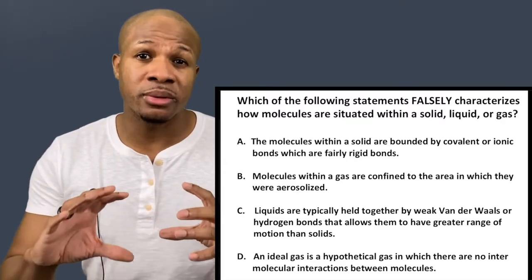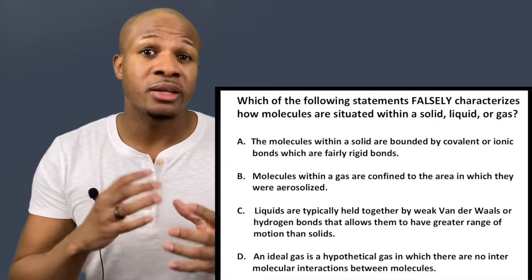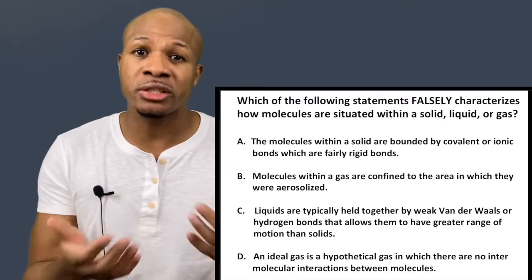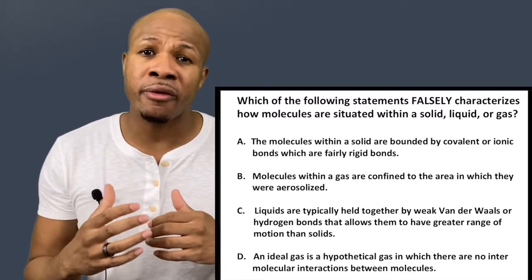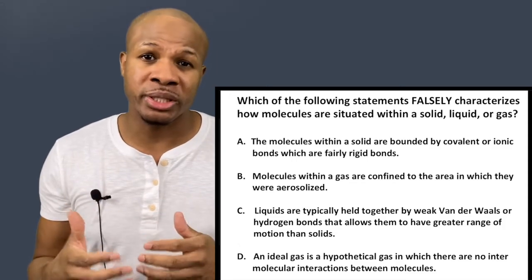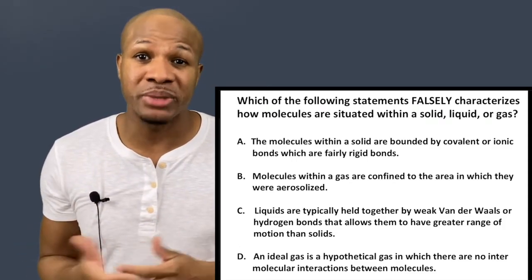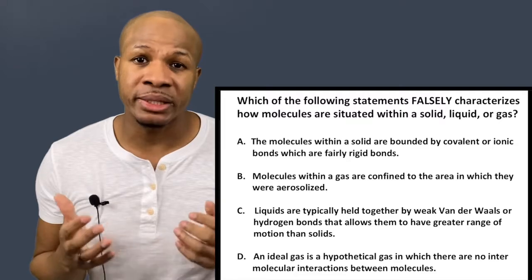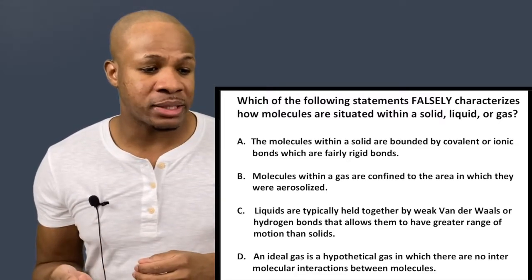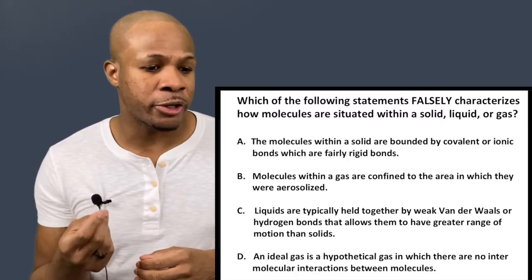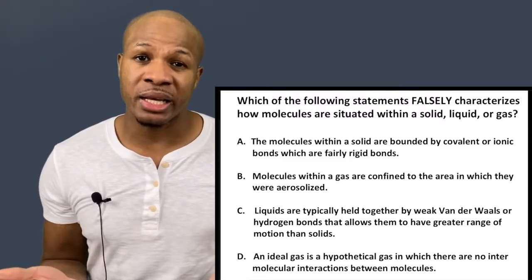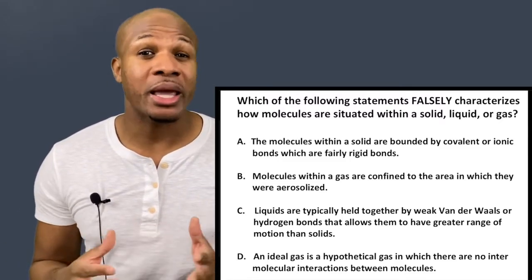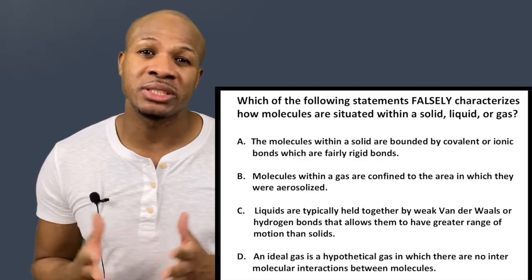But the difference is that the molecules are still held together by weak bonds. They still attract each other, which is why they don't become a gas, but they have more freedom to move around than they do in a solid state. That's definitely true. D says, an ideal gas is a hypothetical gas in which there are no intermolecular interactions between molecules. That's exactly what an ideal gas is. So the incorrect answer choice for this question is answer choice B.